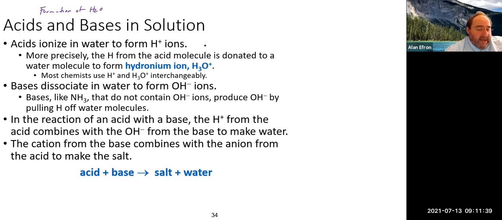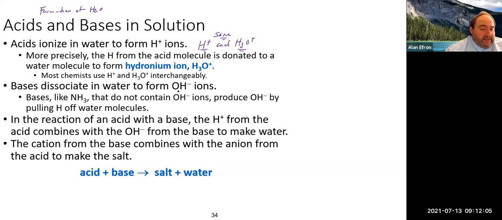So when you talk about acid-base chemistry, H+, which is the hydrogen ion, and H3O+, which is a polyatomic ion called the hydronium ion, are essentially the same thing. They represent the acid part of the solution. So anything that has the ability to form H+ or H3O+ in solution is considered an acid.